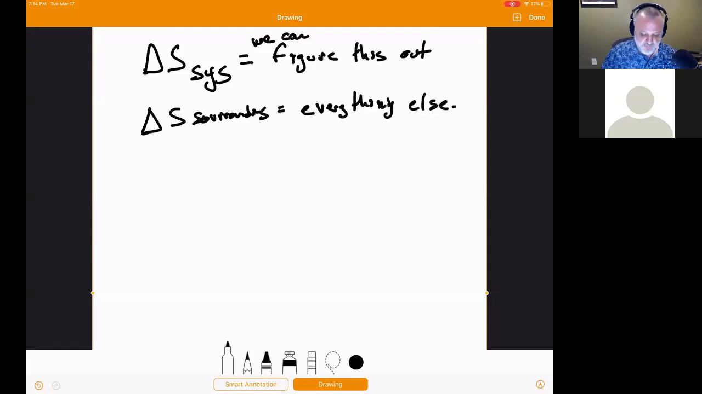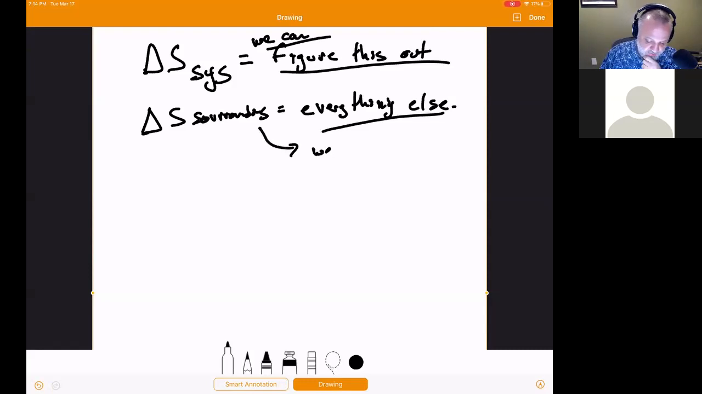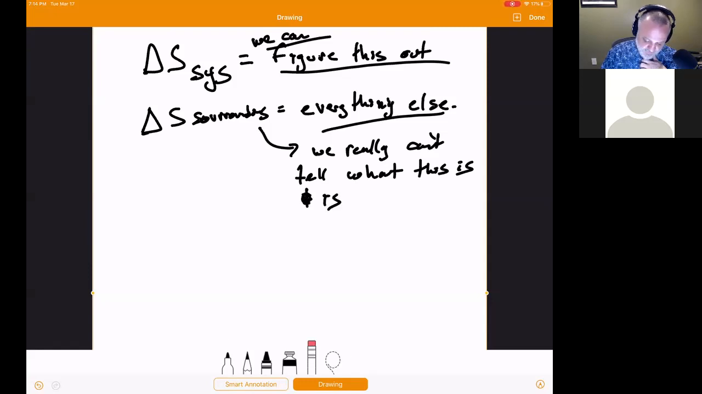All right. Now, we can figure out what the delta H of the system is, but we really can't tell what this is just by inspection. And so this is where that phrase, it can be shown, comes in.